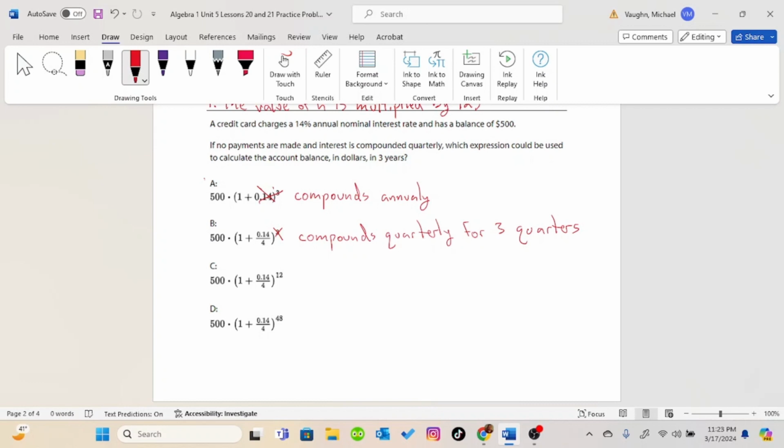C correctly compounds quarterly by dividing the nominal by 4, and because there are 4 quarters in a year times 3 years, it compounds 12 times. So C is the correct way to represent this. And D correctly compounds quarterly, but it compounds for 48 quarters, which would be 12 years.